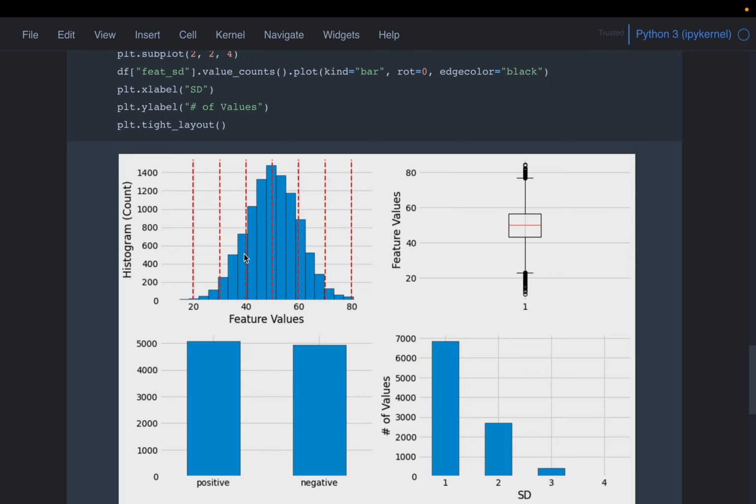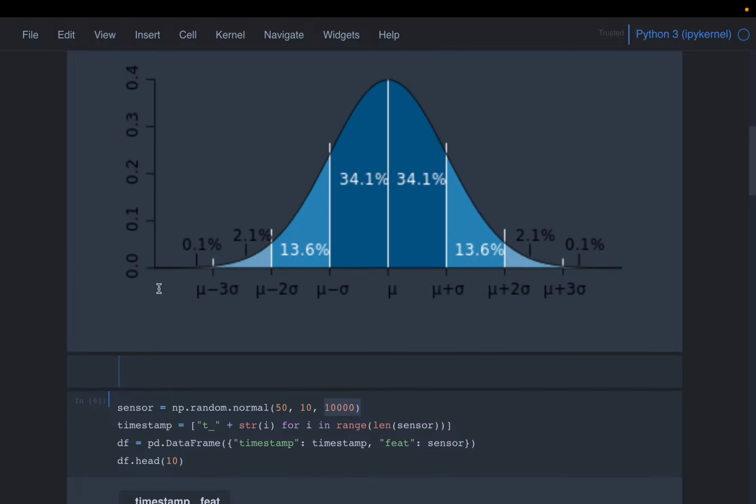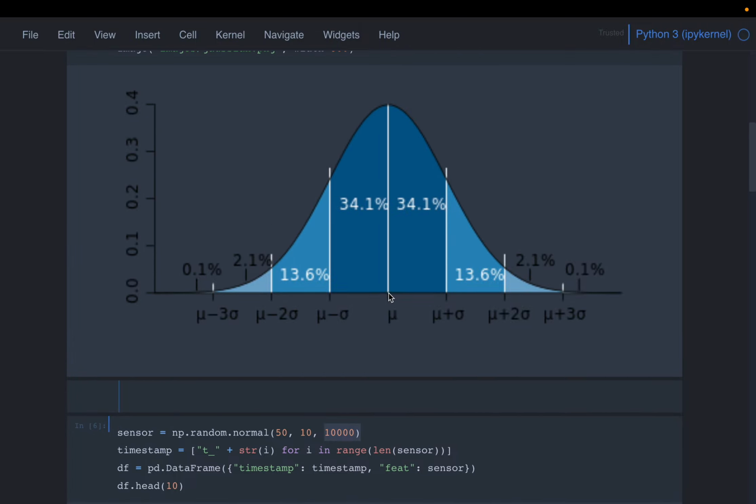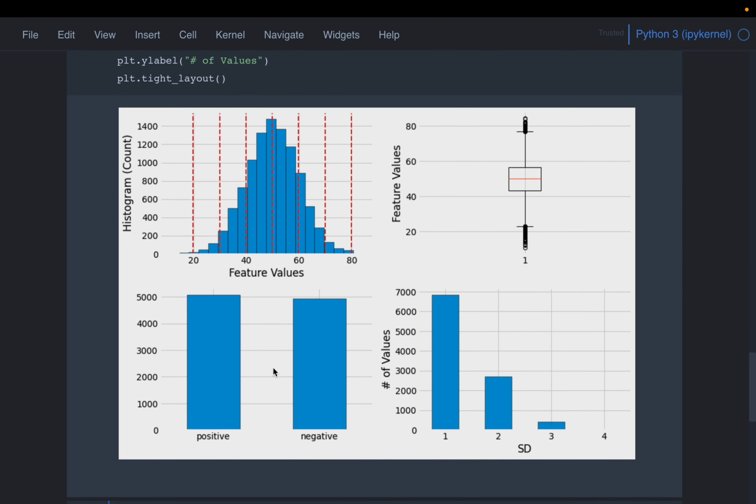Now the same data we are plotting using a box plot. This one is the median, then Q1 and Q3. 25% of the data points are above Q3 and 25% of the data points are below Q1. As we saw, the Gaussian distribution is symmetrical around the mean. So we expect an equal number of values on the left as on the right. That's what we are looking at here, the number of positives and the number of negatives.